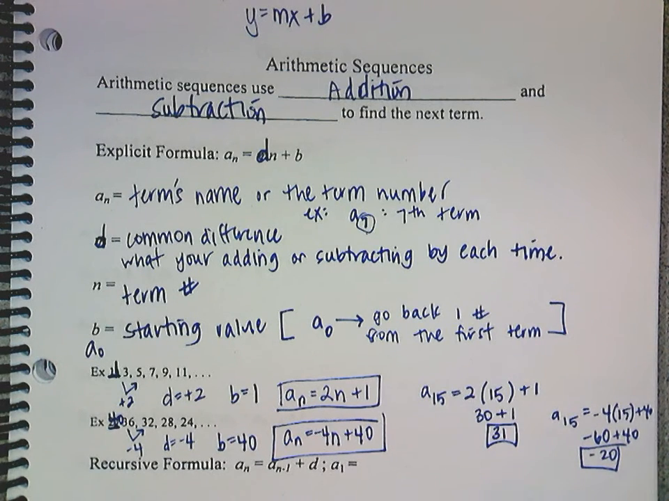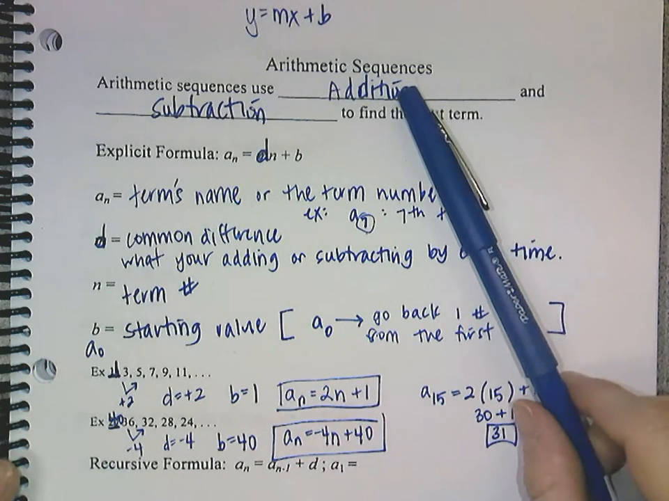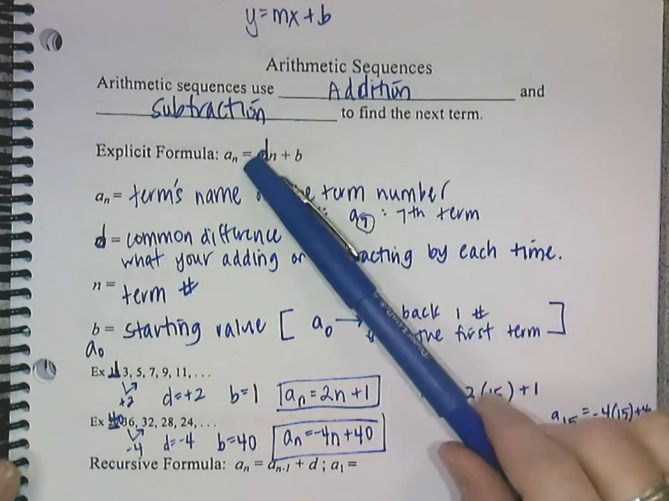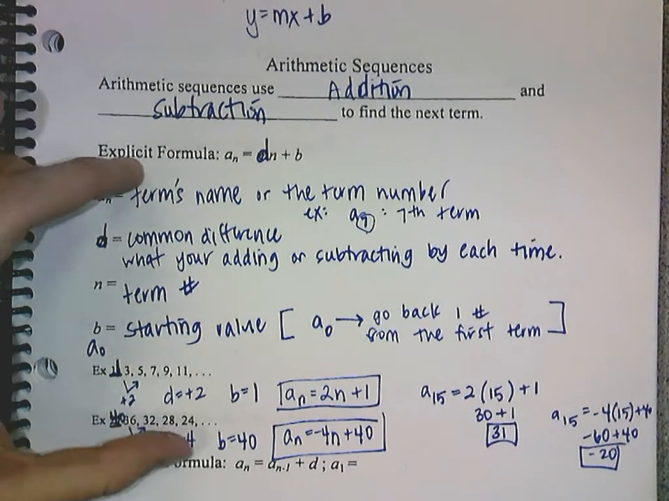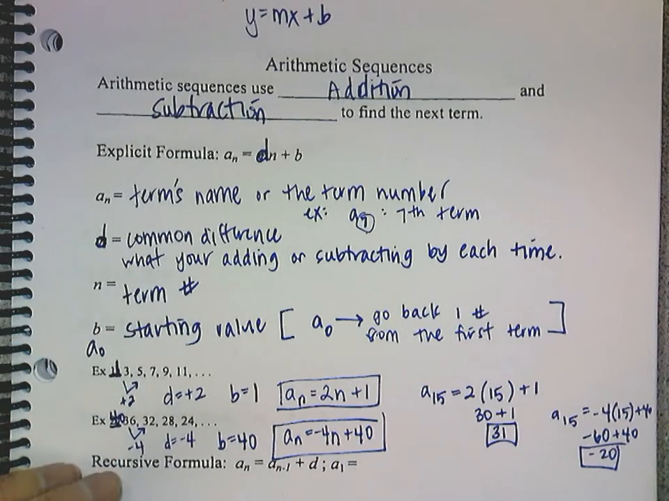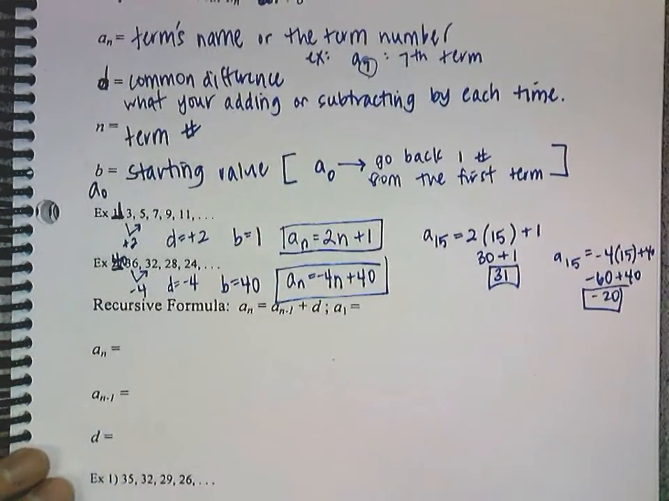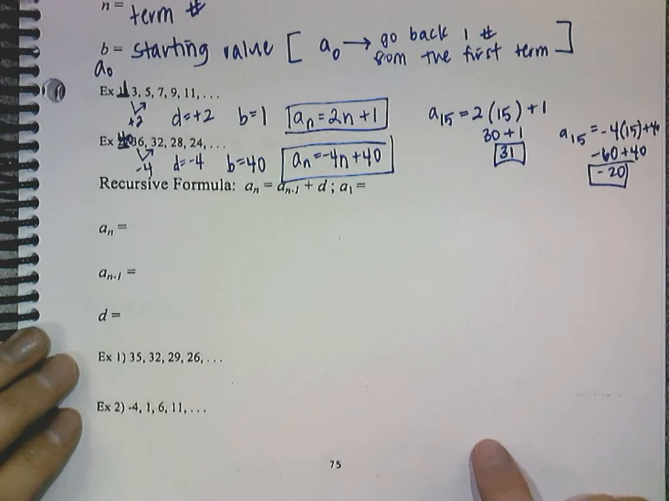All right, so we just talked about the explicit formula and what that looks like and how we use that with arithmetic sequences. So remember, arithmetic means addition or subtraction. So there's two types of formulas. There's this explicit formula, and then we have this recursive formula. So we're going to go through that one right now.